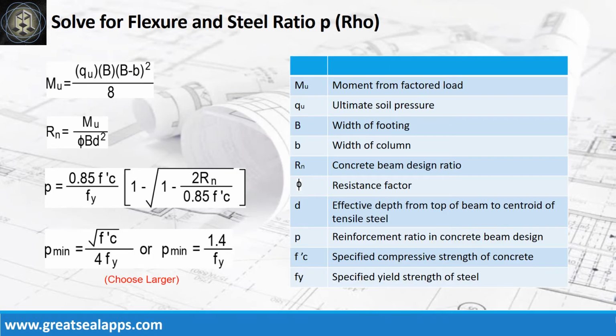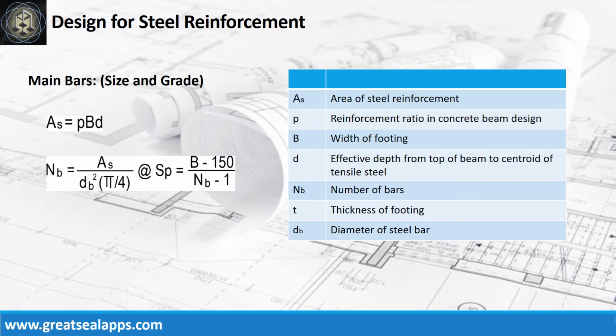Solve the maximum moment from footing width and column width. Then get the concrete beam design ratio Rn to solve the reinforcement ratio Rho and check minimum from ACI code. Solve the area of steel for main bars and its equivalent number of bars.